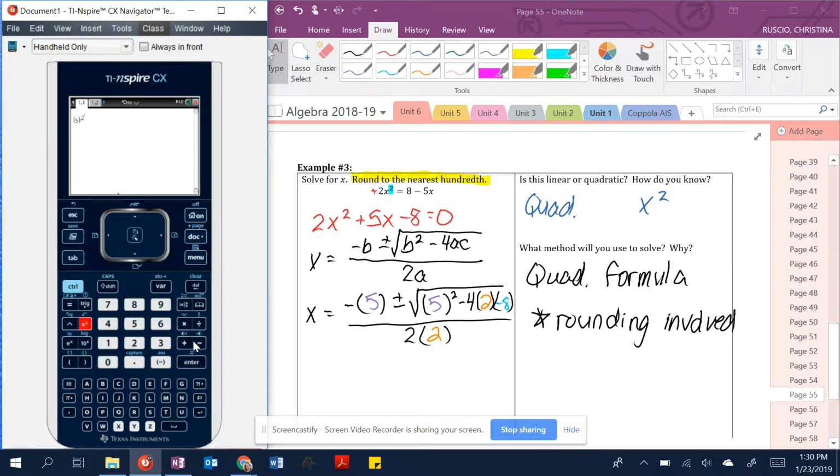Squared, here we go. Minus 4 parentheses. If you don't know what I'm doing here or I'm moving too fast, go watch the solving using the quadratic formula video. I just simplified underneath the square root.